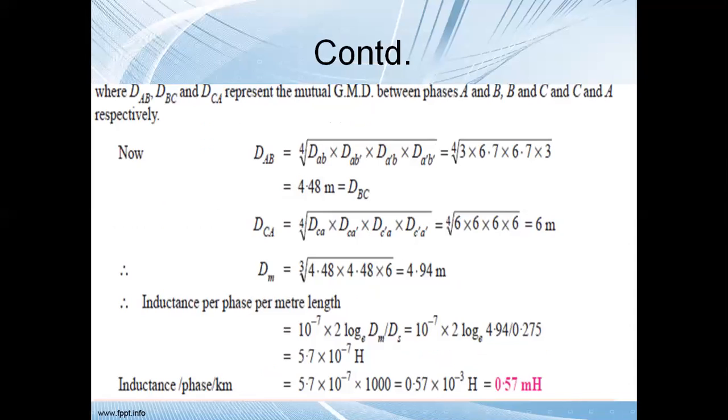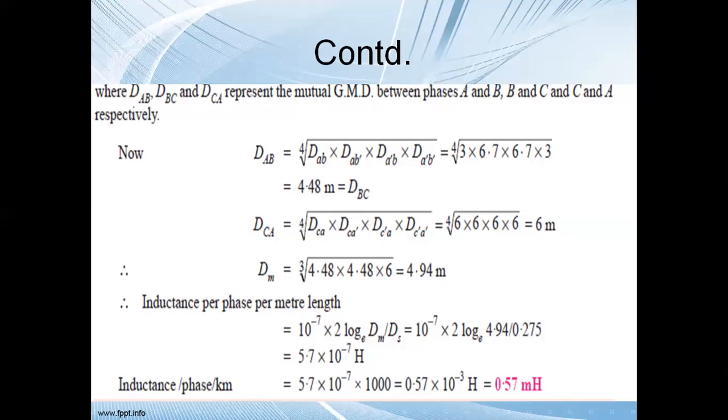Now when we calculate, first we'll take DAB, then DBC, and then DCA. DAB is the fourth root of DAB into DAB dash, then DA dash B, then DA dash B dash. That's what we discussed in the last class. That is basically between two phases, A and B. This value will come the same for phases B and C. If you do the calculation, you will get the same thing.